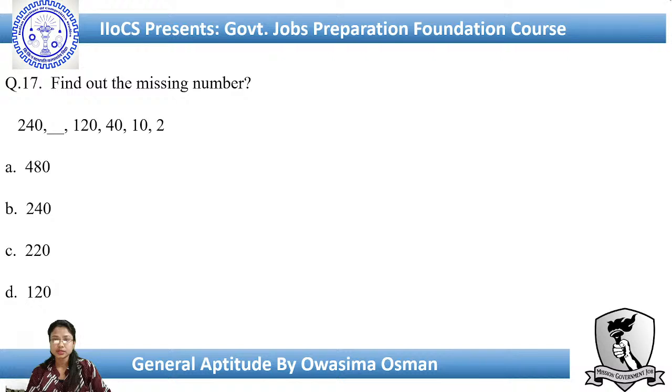So to catch the series pattern, I am starting from 120. If we do 120 divided by 3, we will get 40. 40 divided by 4, we will get 10. 10 divided by 5, we will get 2. So here we can see that this pattern is following: 120 divided by 3, 40 divided by 4, 10 divided by 5. So this series is an AP series.